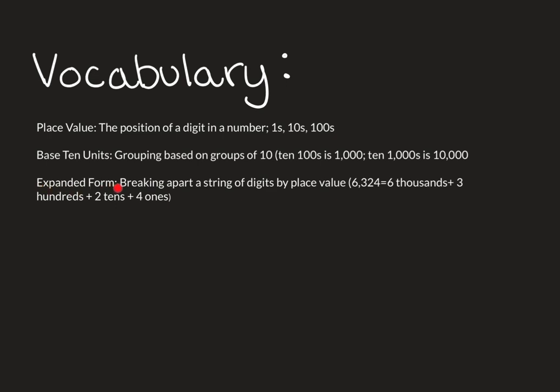Next, expanded form. This is another way to represent numbers, and it just means we're going to break apart a string of digits by place value. So, for example, if we have the number 6,324, it would be 6 thousands, 3 hundreds, 2 tens, and 4 ones.